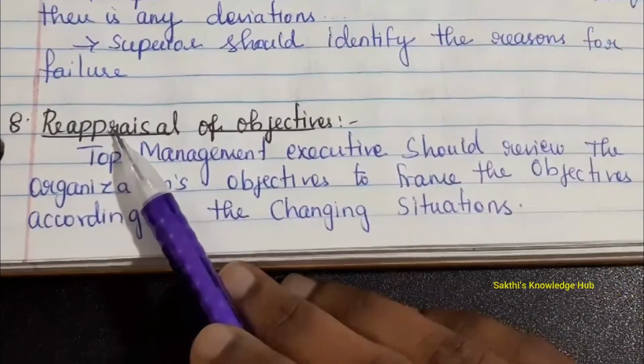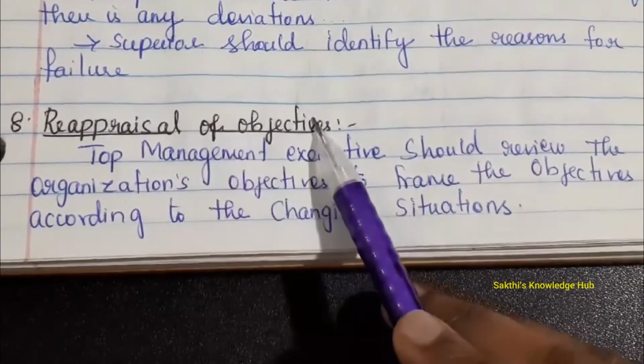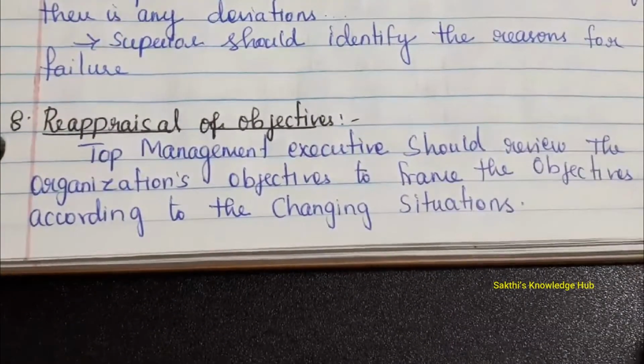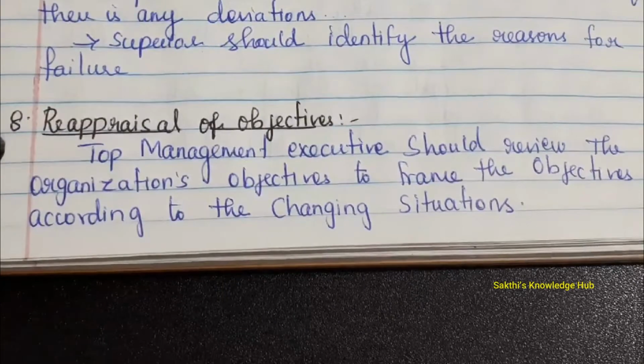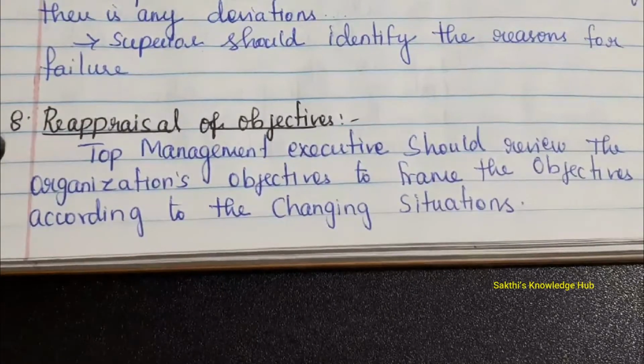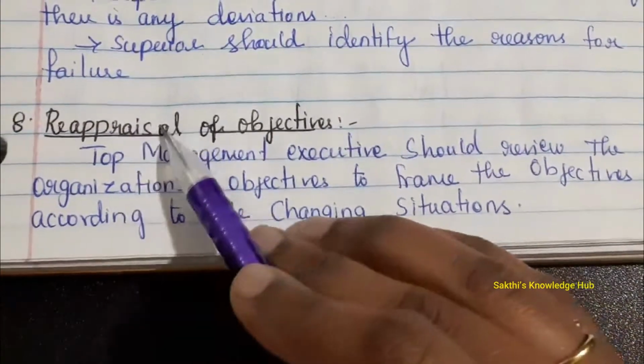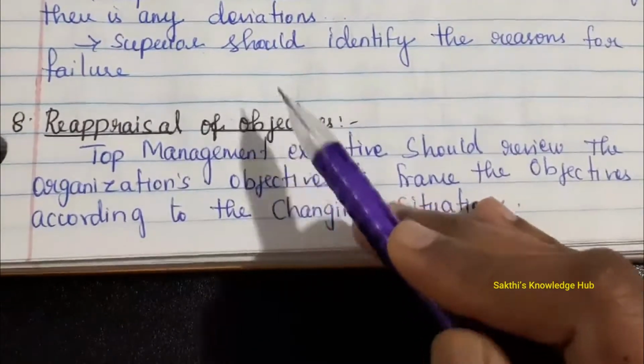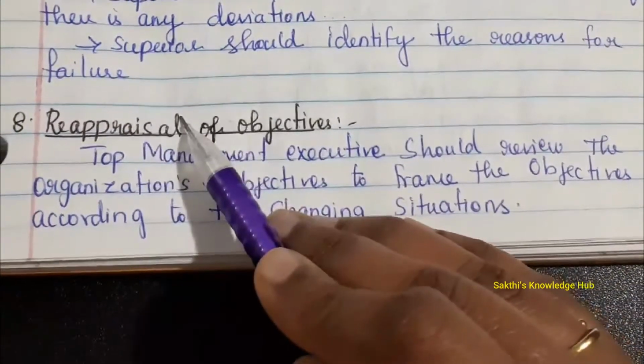And the next process is reappraisal of objective. If it is positive, no problem, they can go with the actual and proceed as usual. Instead, if the result is found to be negative, they have to go with the reappraisal of the objective. They have to reconsider what is the problem in that objective.